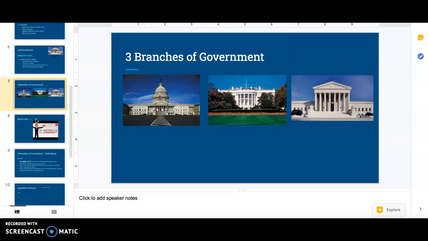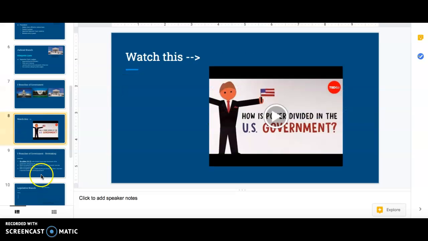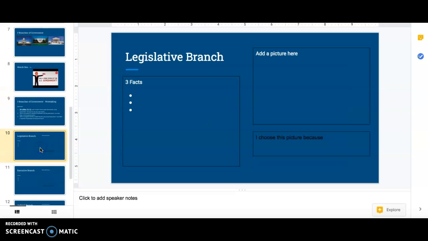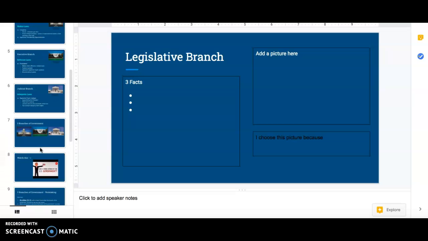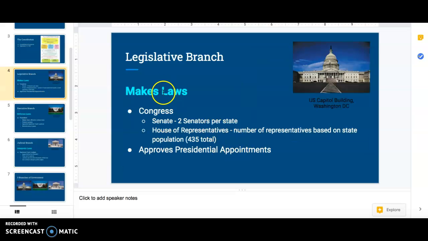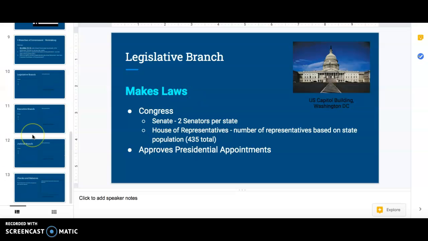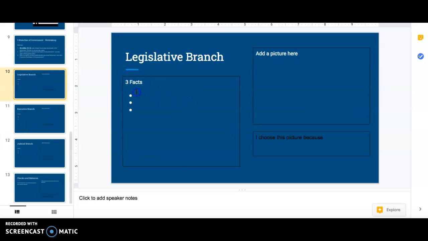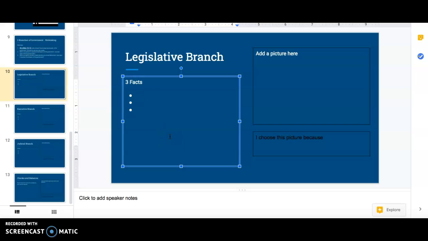So these are the pictures that I used. And now let's do one together. Let's do the legislative branch together. So there are 3 facts about the legislative branch. What does the legislative branch do? Well, they make the laws. So I'd go down here. One fact about the legislative branch today is that they make laws. And now it is your job to fill in the other 2.